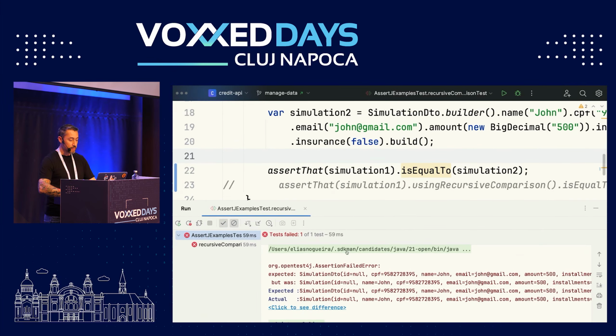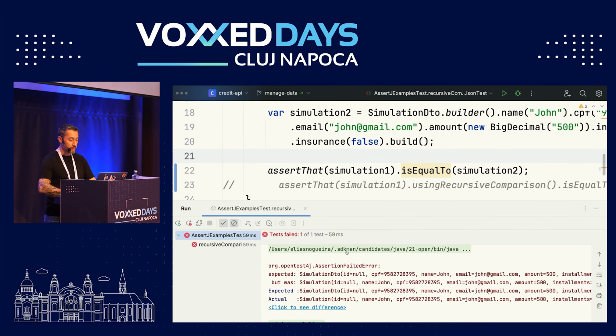I'm using this feature from AssertJ. Using recursive comparison, then I tell the tool is equal to. What does recursive comparison do? It gets the name from the first object and the same attribute from the next object, compares the values, and starts to iterate over the other fields. So if I run this code, it will pass, because I'm looking at the fields and the values, not whether the object is equal or not. So I have my super simple test here with one line of code.